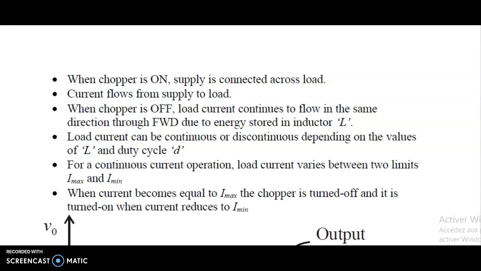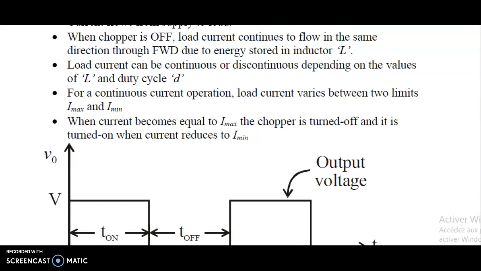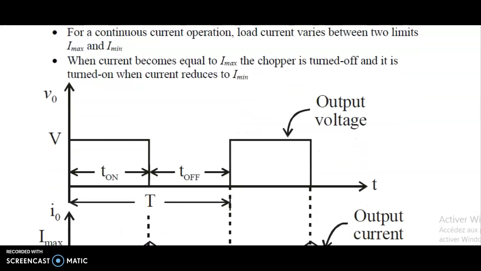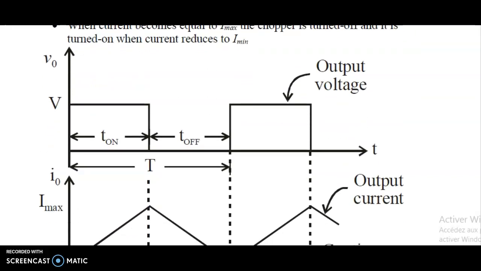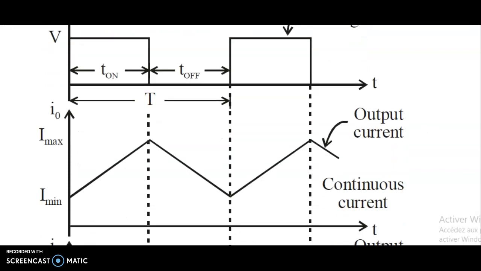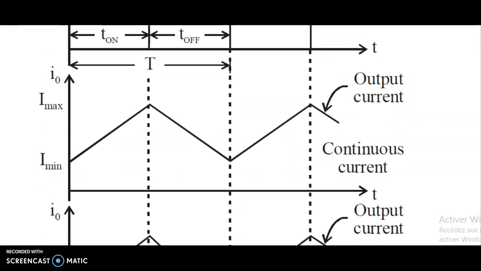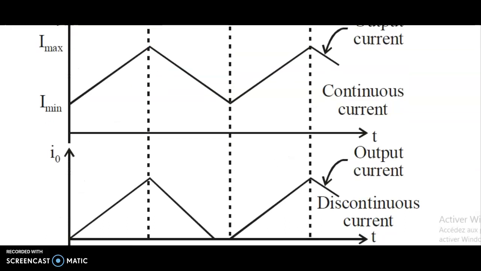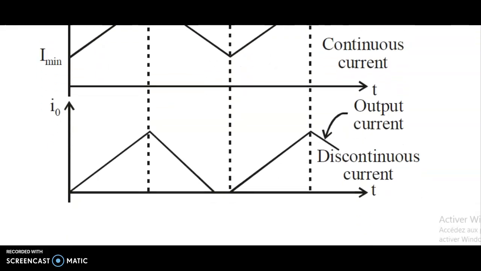For continuous current operation, let us see what we're talking about here. V is still having the same on, off, on, off. But the current now does not come to zero. We just have a minimum and a maximum, because the current doesn't stop since some of it is being stored in the inductor. So basically that's it for the chopper.